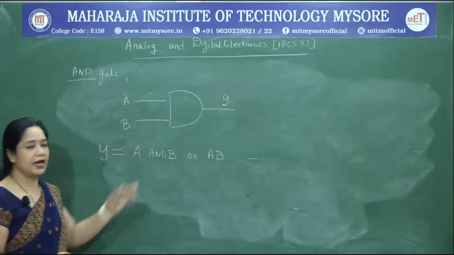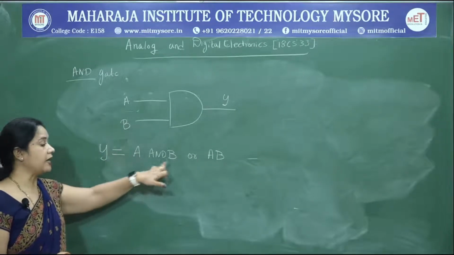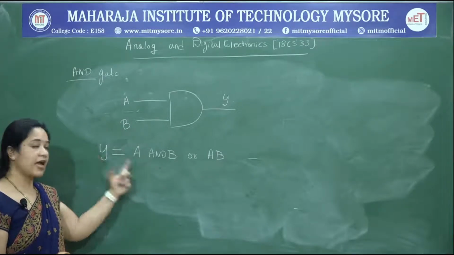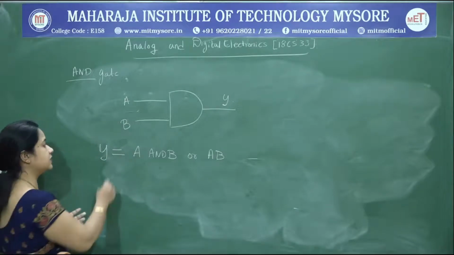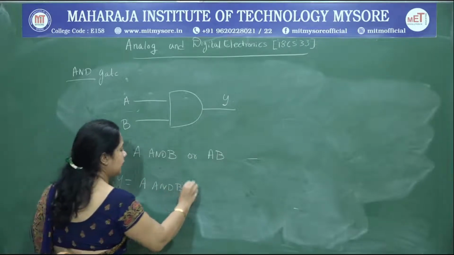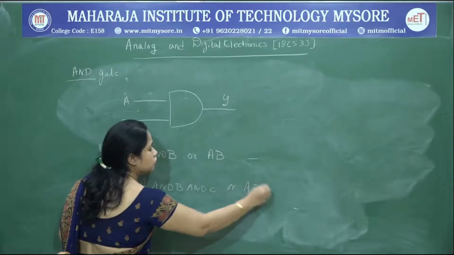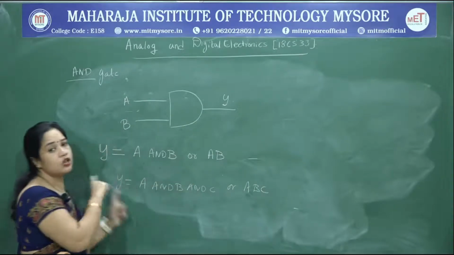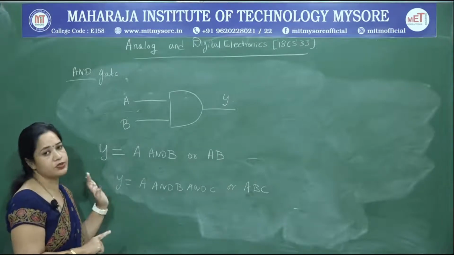So when I say A and B, what I mean is the output Y is 1 when both A and B are 1. So that is what we mean by an AND gate, where the output is 1 only when both the inputs A and B are 1. So if you have 3 inputs, A, B and C, it is A and B and C, or simply ABC. In this case, for the output to be 1, all the 3 inputs should be 1. So even if one of them is low, the output is going to be low.